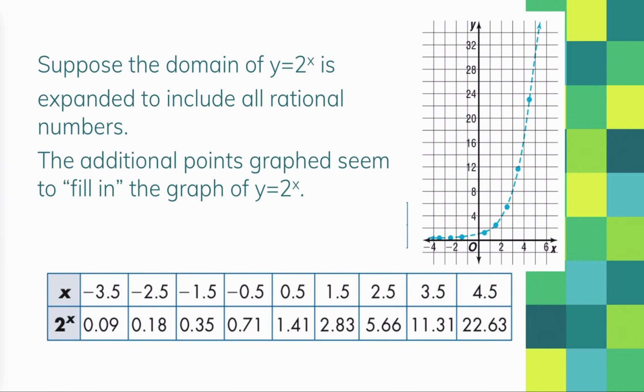Suppose we expand the domain of y equals 2 to the x to include all rational numbers. These additional points are going to fill in the graph of y equals 2 to the x, and so we get a smooth curve.